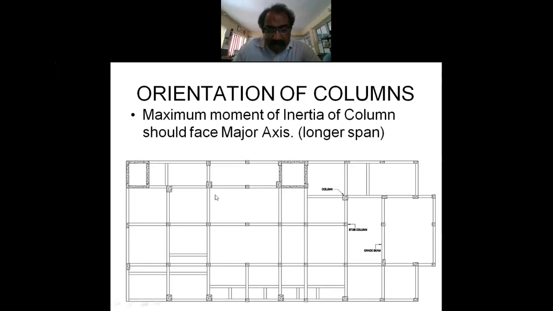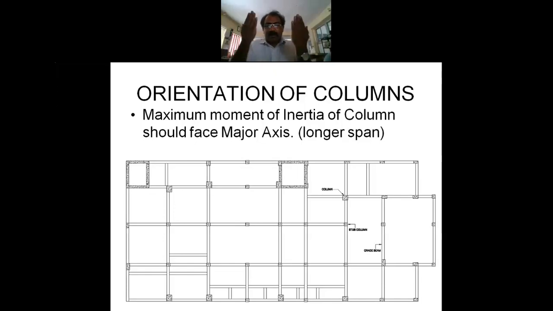See the column size. Which side is the major size of the column? It should face the major axis. See, the column and beams are tied like this. When the beam tries to bend, it should not bend the column. By any local conditions or constraints, if you turn the column like this, that is, the minor size facing the major axis, when the beam bends, the column also bends. So there is a stability question.